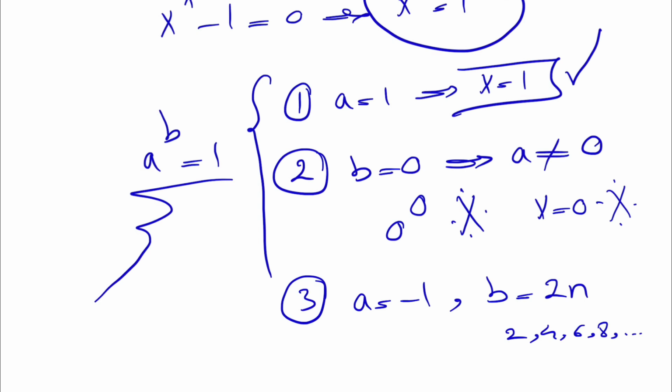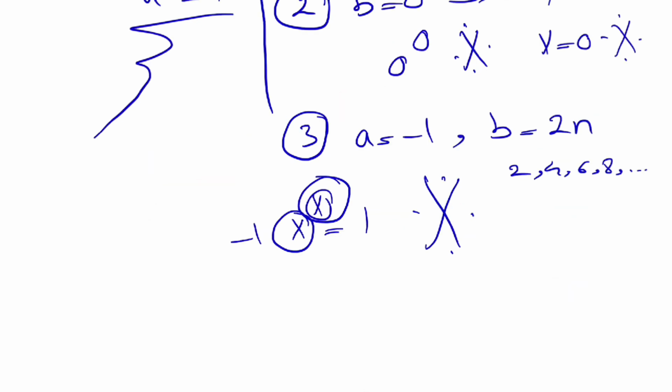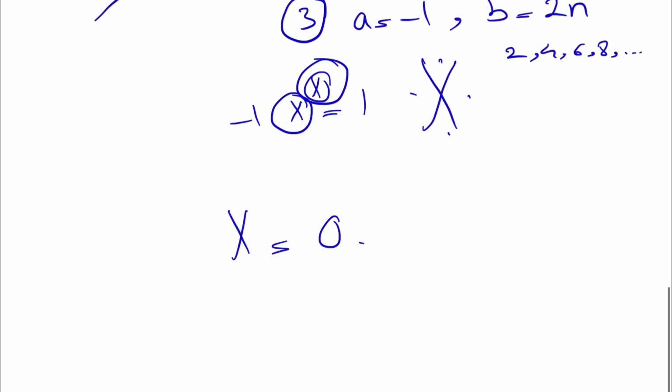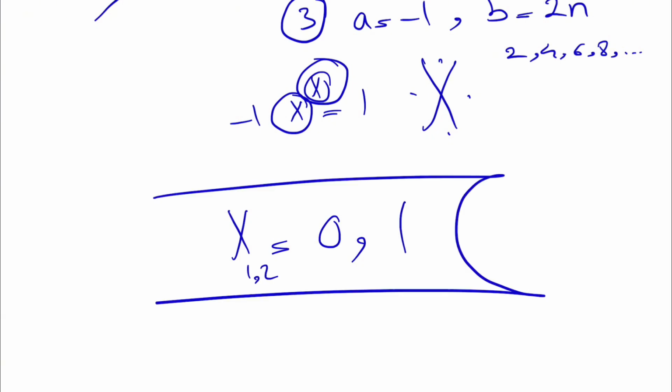Looking at the equation, we have x to the x is equal to 1, and since the exponent and the base are the same, we cannot have our a as minus 1 and at the same time have our exponent an even number. So this doesn't work in here, and we'll end up with two answers: x is equal to 0 and x is equal to 1 as the final answer for this question.